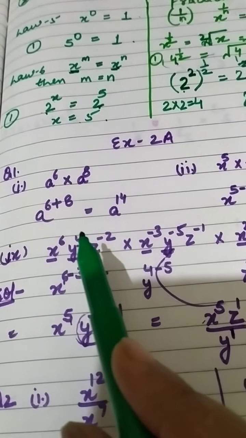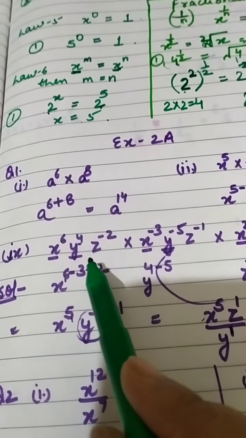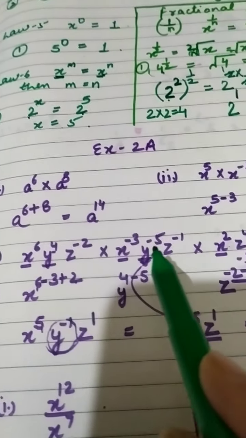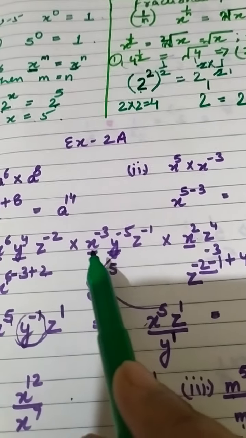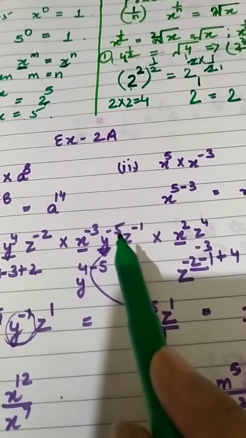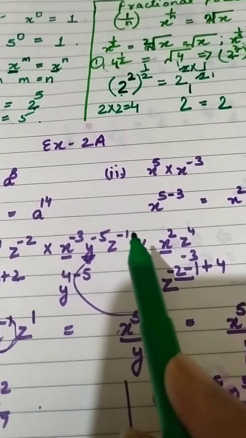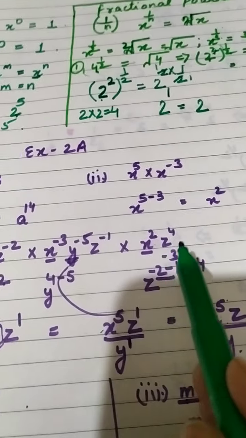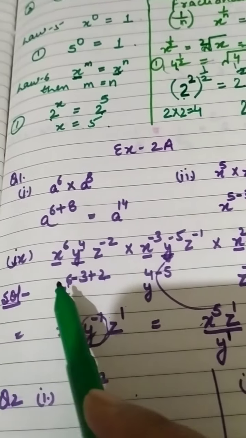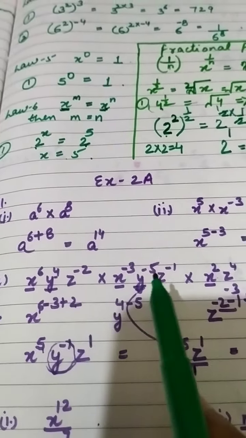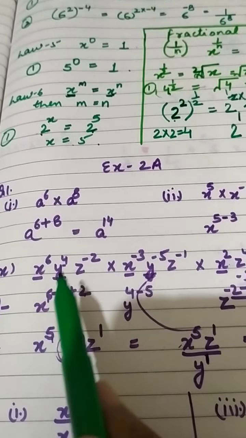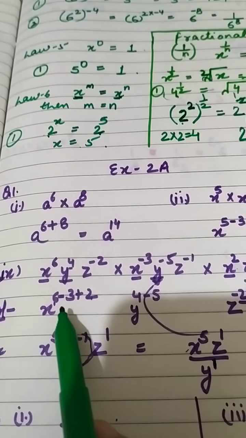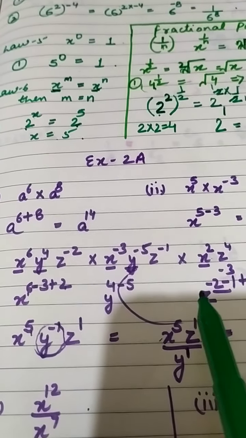In this, x raised to the power 6, y raised to the power 4, z raised to the power minus 2. Means these all have powers, and multiply x raised to the power minus 3, y raised to the power minus 5, z raised to the power minus 1. Multiply x raised to the power 2, z raised to the power 4. In this there is no y. Okay, so what we will do, we will separate each and every expression. So x we will take separately, y separately, and z also separately.